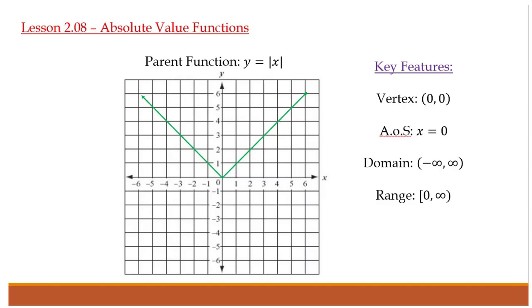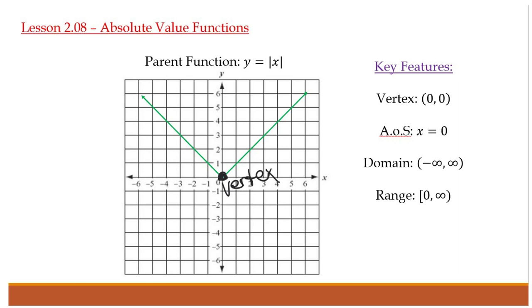Right, the equations that we're going to be looking at in this lesson are absolute value equations. And the graph of an absolute value, as you can see, the graph of the parent function y equals the absolute value of x, is a V-shaped graph. The vertex of the absolute value parent function is at the origin, and that is the ordered pair 0, 0.